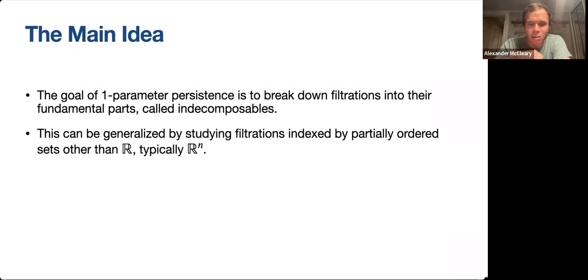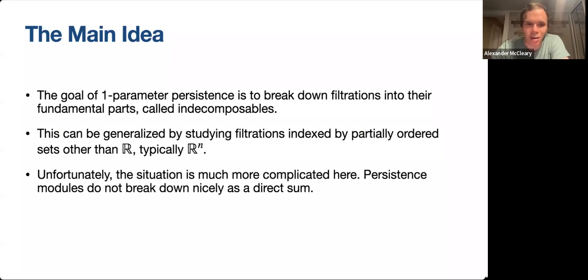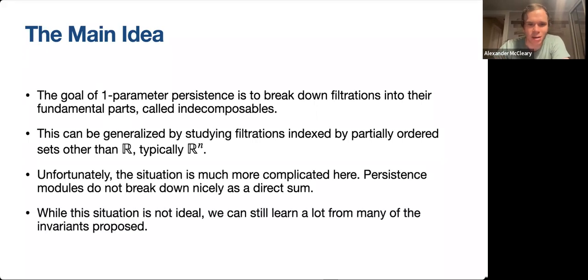And so now when we look at these filtrations, the story is much, much more complicated. Persistence modules don't break down nicely as a direct sum anymore, at least not as a direct sum into nice things like they did in the one-parameter case. But even though the story is not as nice here, there's still some stuff we can do. We can still glean information from these multi-parameter persistence modules, and they are useful for applications in neuroscience as well.